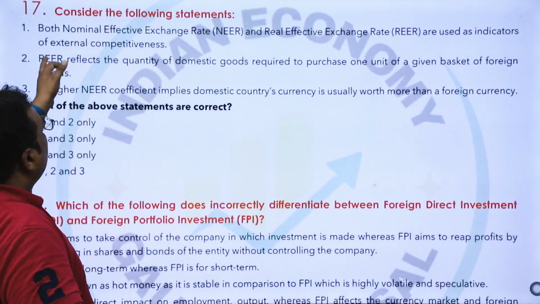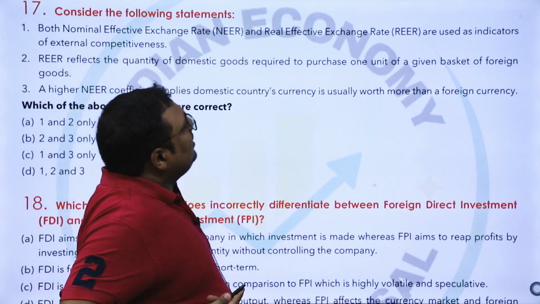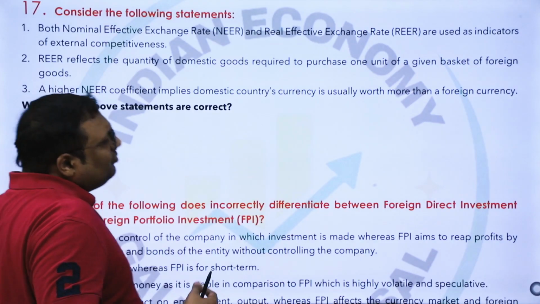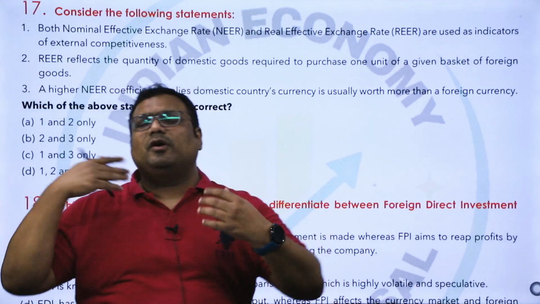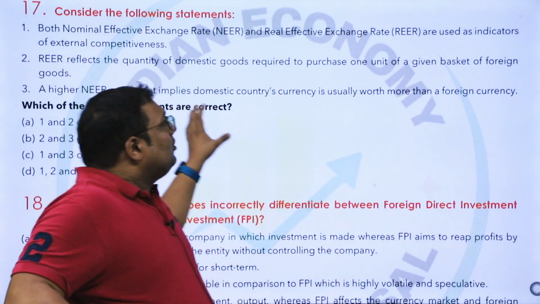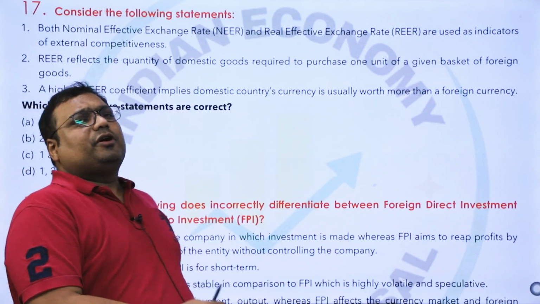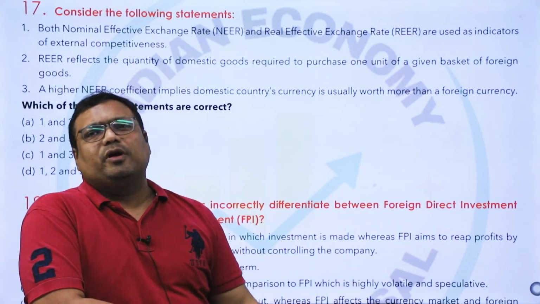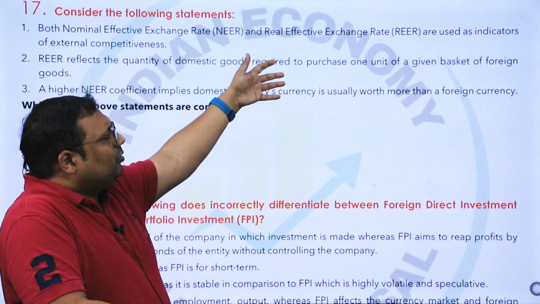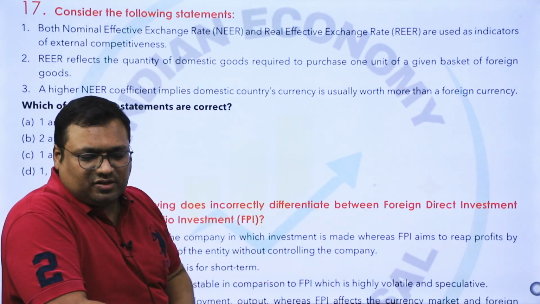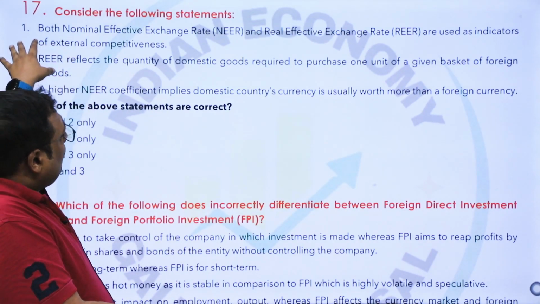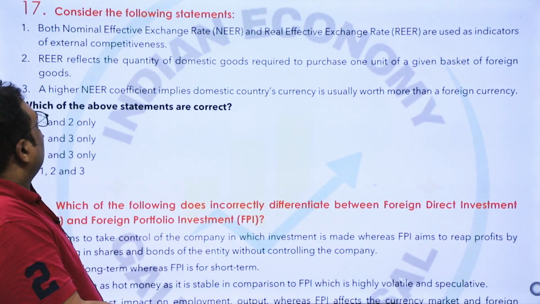17th, both NEER and REER are used as indicators for external competitiveness. External competitiveness basically means at what price we are able to export our products. Our exchange rate also determines at what price our products are going abroad. REER is a better measure because it also factors in the price change in the country compared to the other country. So both nonetheless measure external competitiveness.